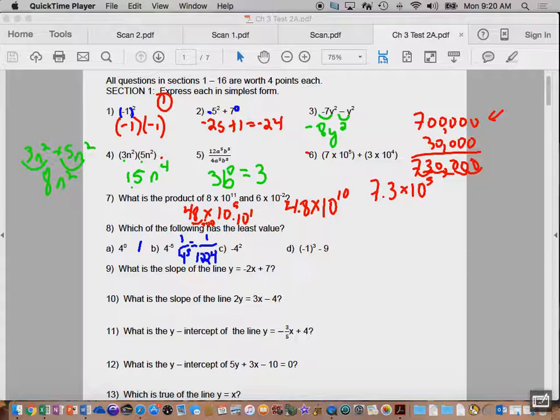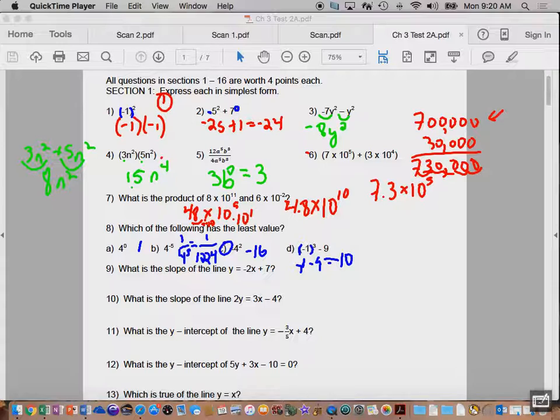Negative 4 to the 2, remember, we just talked about that negative in front of the term, so we gotta square it first, then negate it. That's negative 16. And then negative 1 cubed means negative 1 times negative 1 times negative 1. Remember, it's in the parentheses. So that's negative 1 minus another 9 is negative 10. The one with the least value is C.